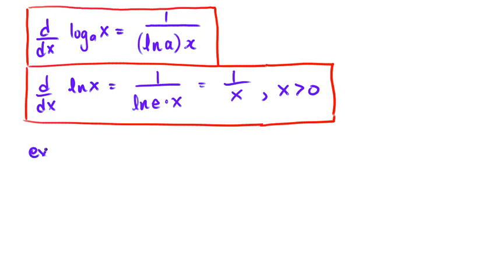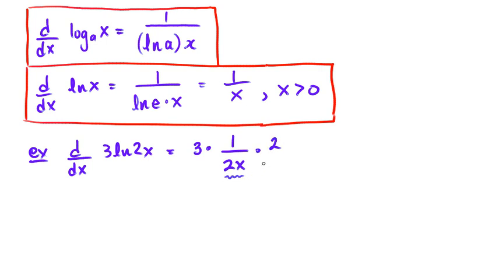Here are a couple of examples. Example 1, if I want to take the derivative with respect to x of 3 ln 2x, I get 3 times the derivative of ln 2x, which is 1 over 2x, times, because this isn't an x, chain rule applies, multiply it by 2, and I get 3 over x as my final answer.